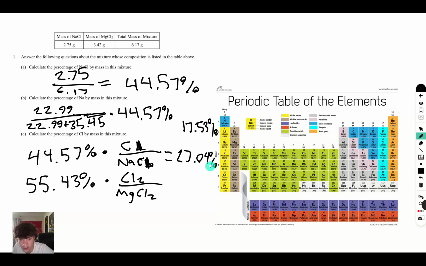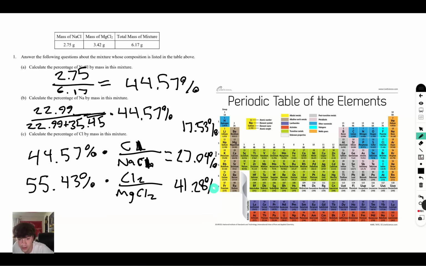So you get that 27.04% of the mixture is the chlorine in the NaCl, but there's also some chlorine in the MgCl2, so let's find out how much there is in there. That's going to be Cl2, which is 70.9 divided by 70.9 plus Mg, 24.31. So let's do that. You get 0.744-ish. Multiply that by your 55.43. You get 41.28.